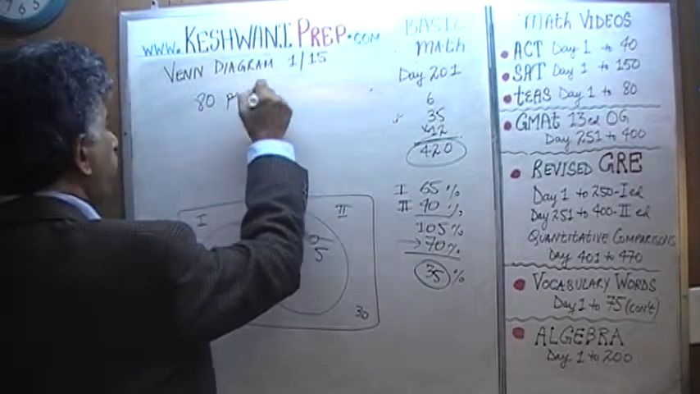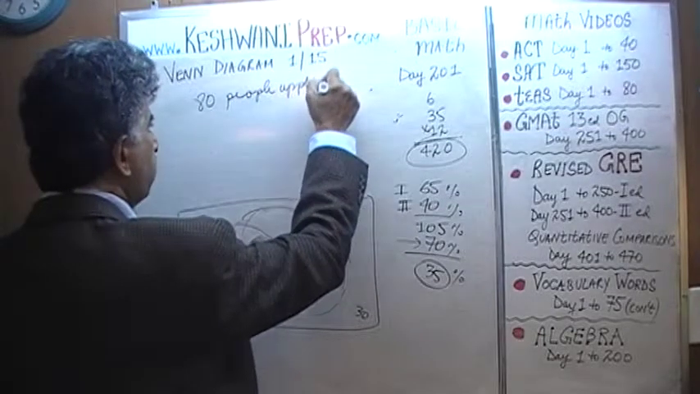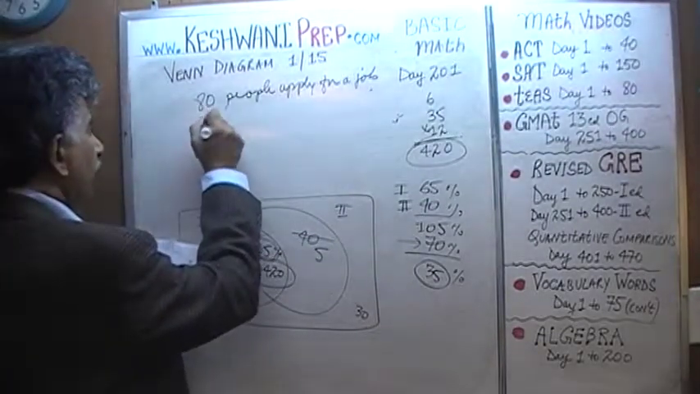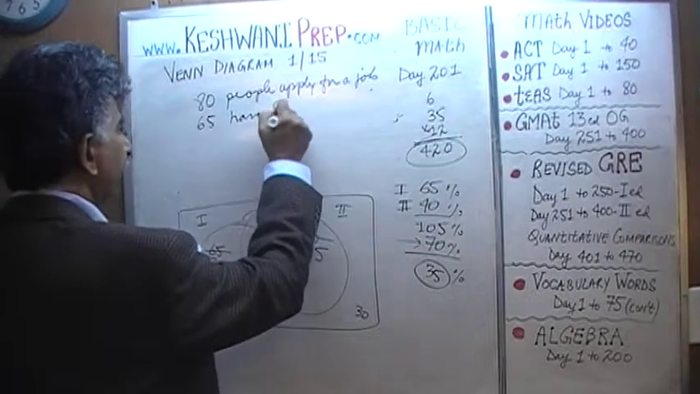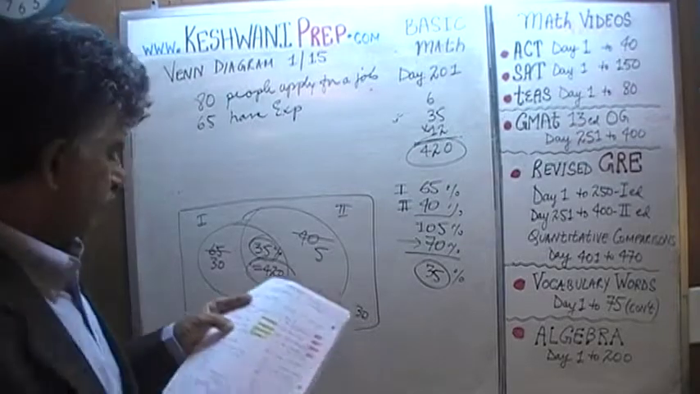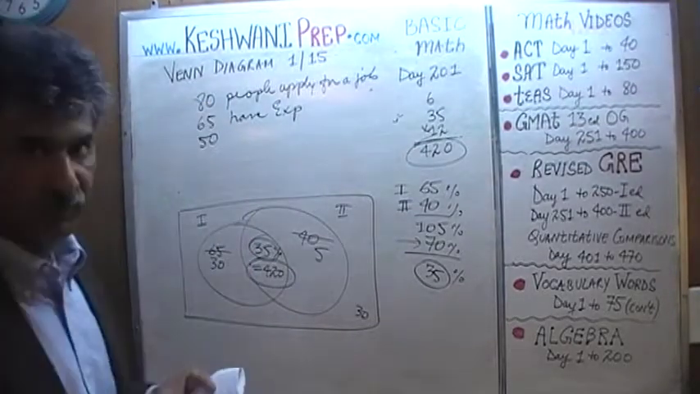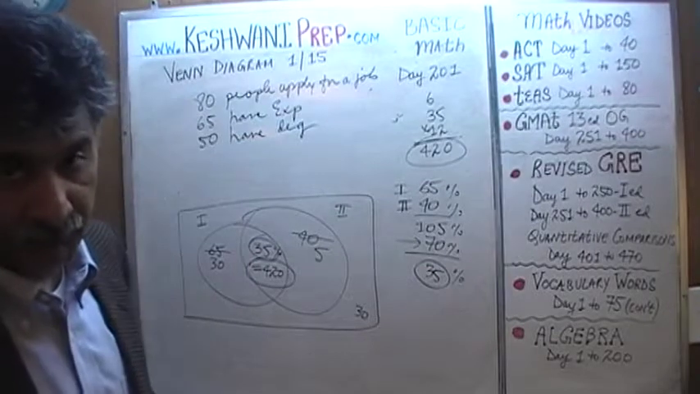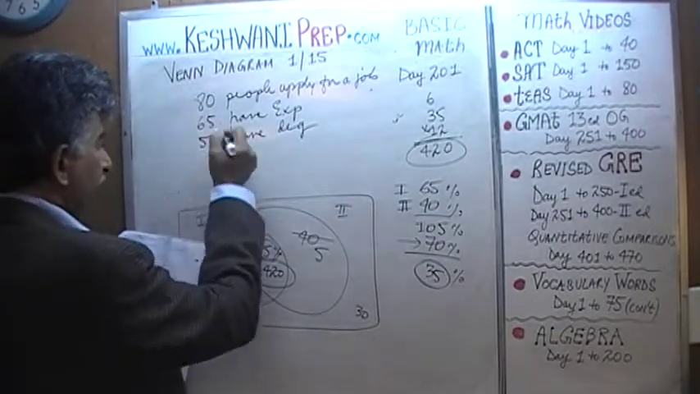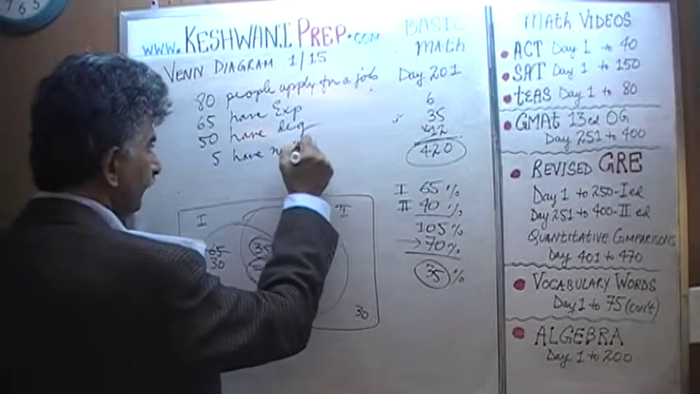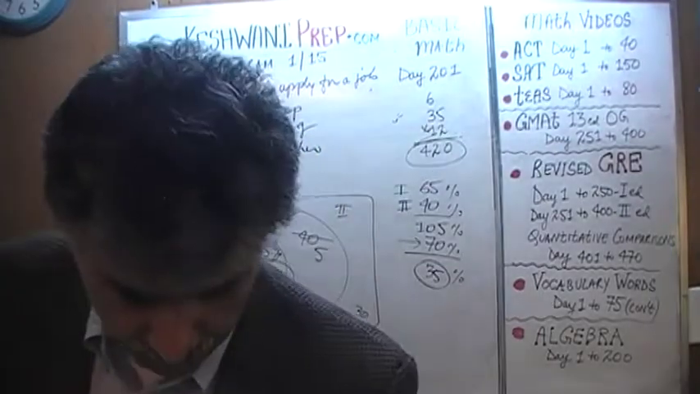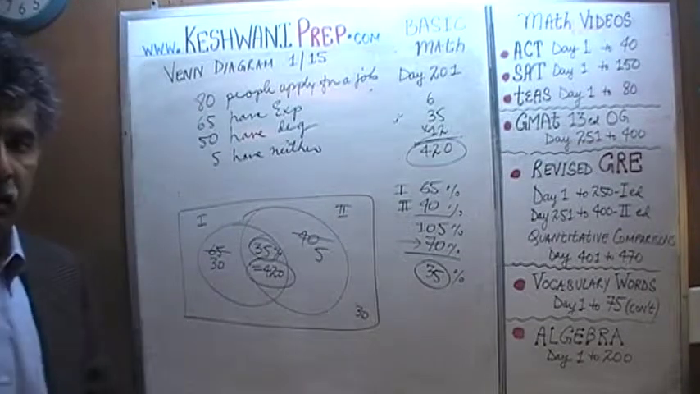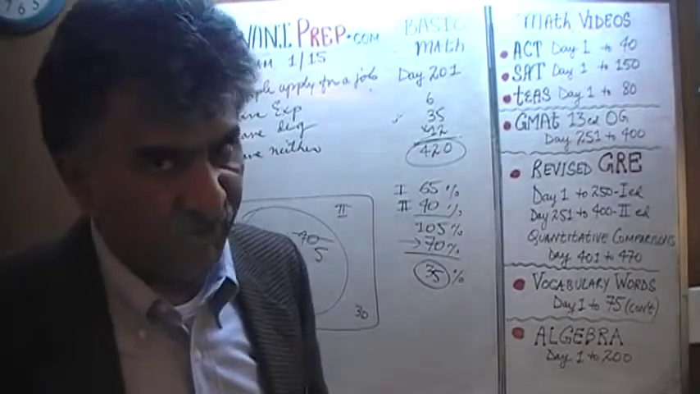We have 80 people who apply for a job. 80 people we are told have applied for a job. Out of those 80 people, we know that 65 of them have some sort of experience. We are further told that out of those 80 people who applied for the job opening, 50 of them happen to have some sort of a college degree. And 5 of the people who applied have neither. They have neither the college degree nor any kind of experience. Do you understand? These people are novices. Novices in the sense that they have no experience.